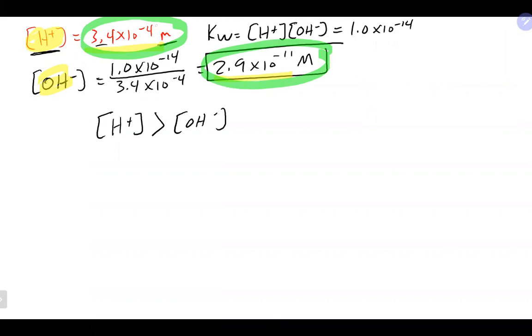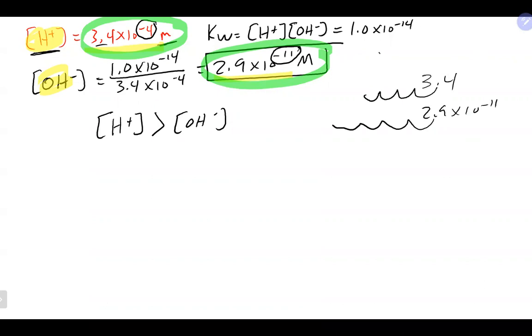So remember that when you do have these negative exponents, the negative is important because the smaller negative exponent is actually the larger number. And that's because if we took 3.4 times 10 to the minus 4, we would go 4 places this way. If we took the other one, 2.9 times 10 to the minus 11, we're going 11 places this way, putting zeros. So it makes it a much smaller number. So in this case, this would be acidic.